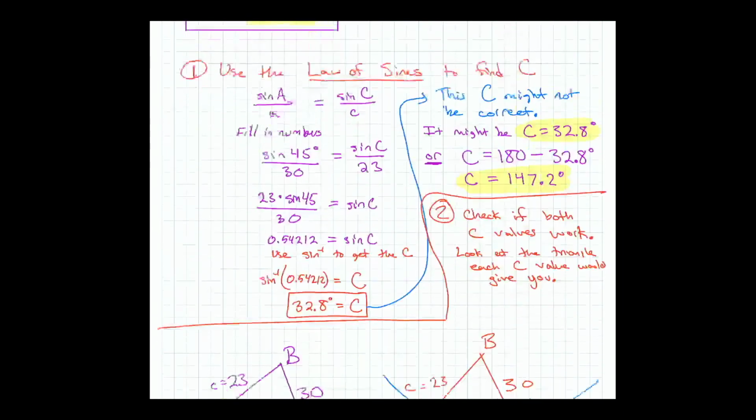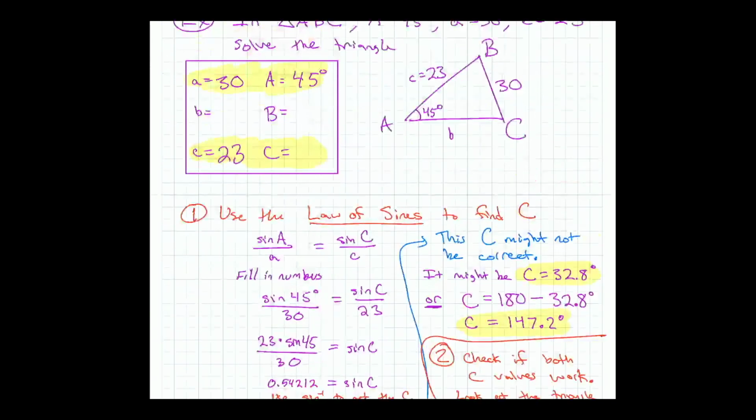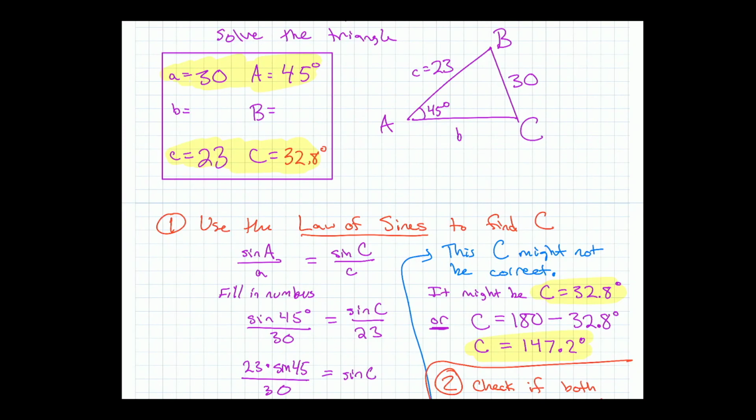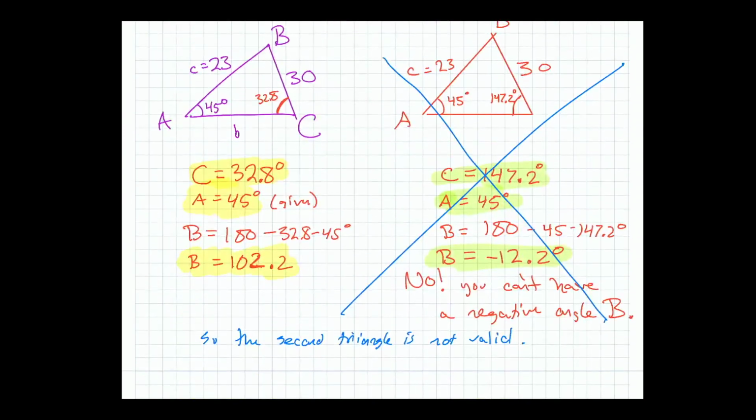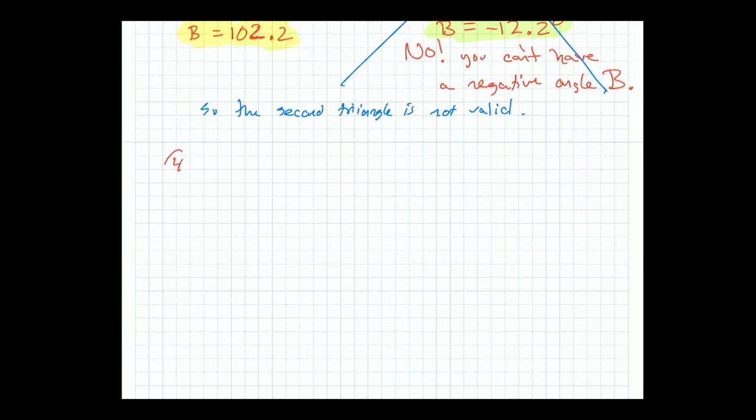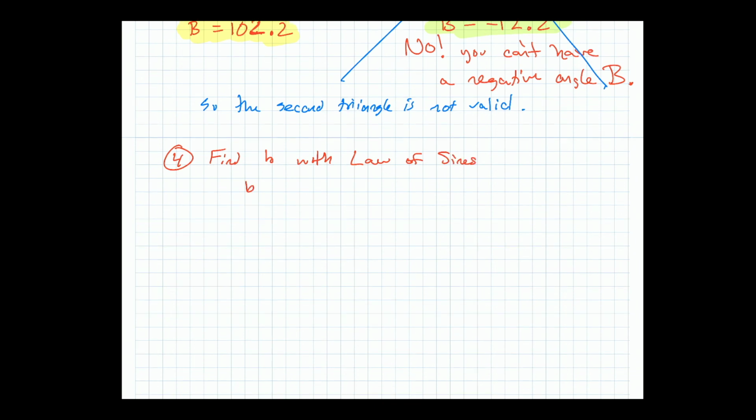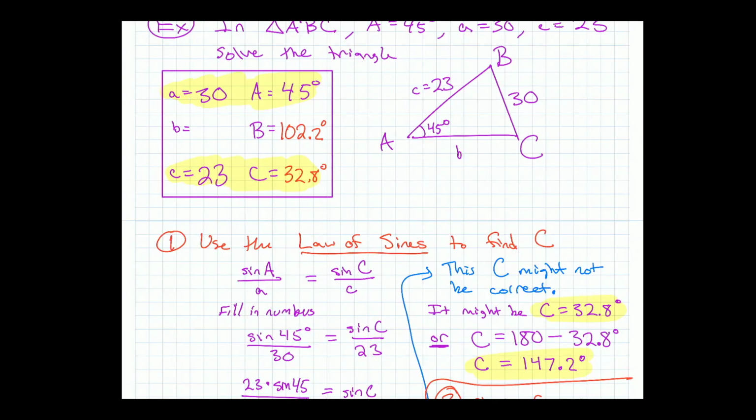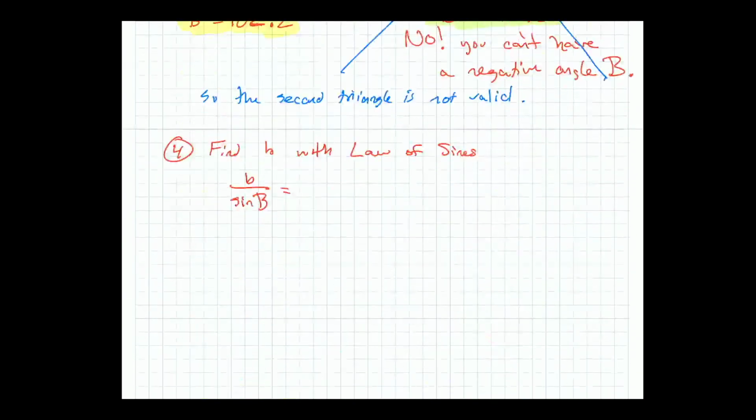So you come back up here and you say, well, what did we just find? C is 32.8. What else did we find? B is 102.2. All right. And so now all we're missing is the little b. So last step here. So find little b with the law of sines. So what is it? It's going to be b over sine B equals, which ones do we want to use? A over sine A.